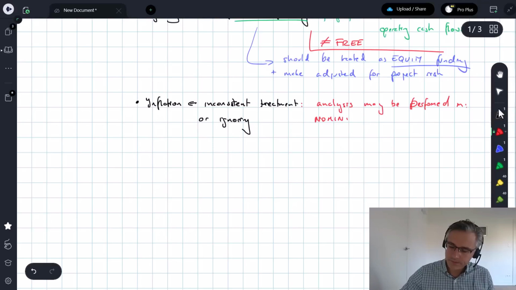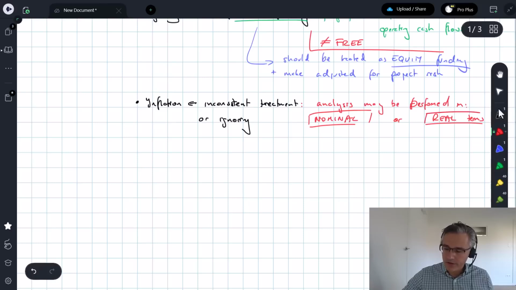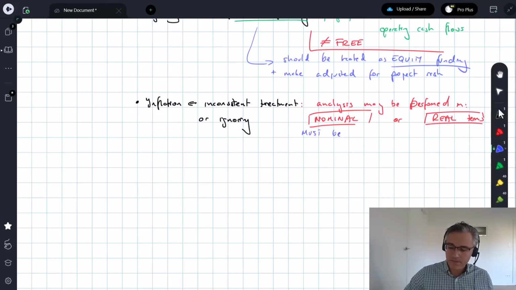Nominal or real terms. So when we do things in nominal terms, we include the effect of inflation, prices going up, in our estimates. In real terms, we strip out the effect of inflation. And that's absolutely fine, that's okay to do, but you must be consistent across all the inputs into your computation.